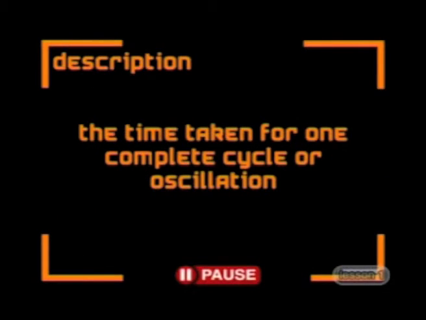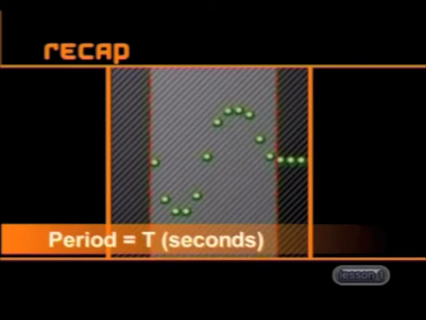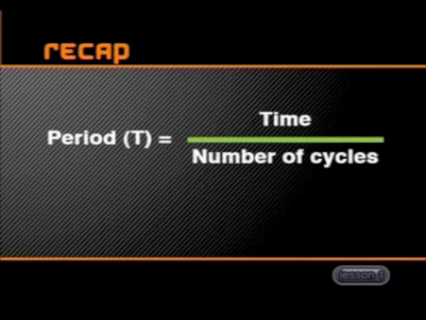Do you recall what we call the time taken for one complete cycle or oscillation? One complete cycle or oscillation is the movement of a particle from the rest position to the top of the crest, then down to the bottom of a trough, and then back to the rest position. The time taken for one cycle is called the period of the wave. The symbol for period is capital T and is measured in seconds. We can write an equation for period as T equals the time taken divided by the number of cycles.